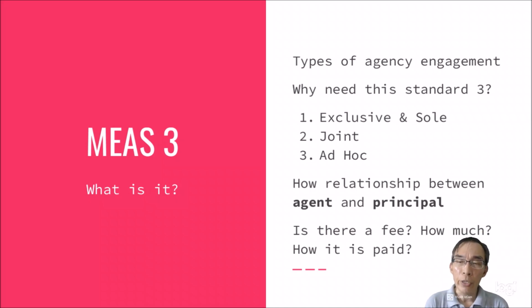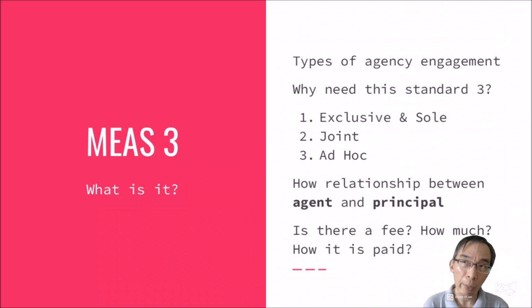So how the relationship between the agent and the principal is determined is by these three major areas of appointment, the engagement. If it is exclusive and sole, it means that the agent has all the right, as exclusive, to receive payment of fee, whereas for joint and ad hoc, it may not be the same agent who does the job. So it can be any agent or competing agent. It means that when the agent himself brings forward a case, he is entitled to the fee, but the owner retains his own right to introduce and close the deal himself.